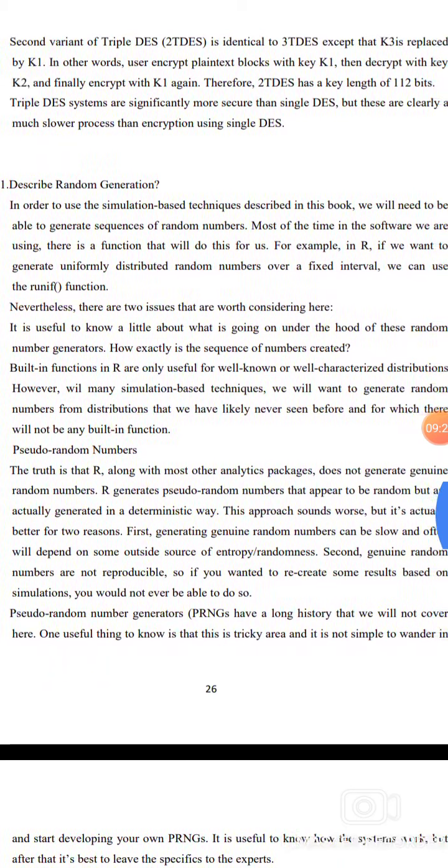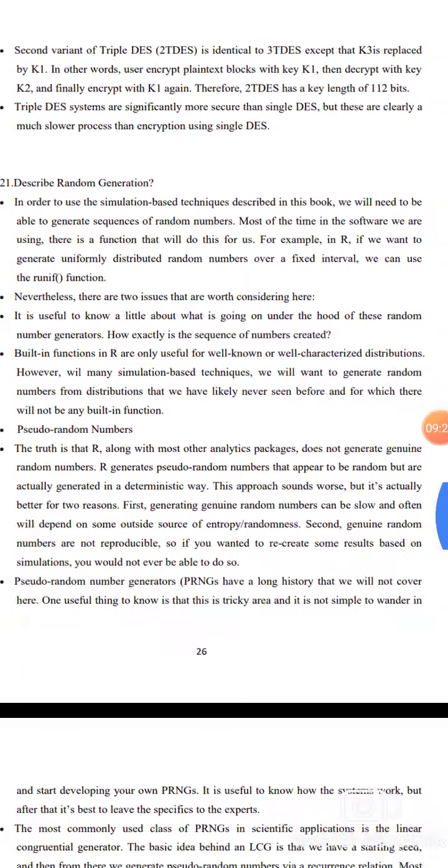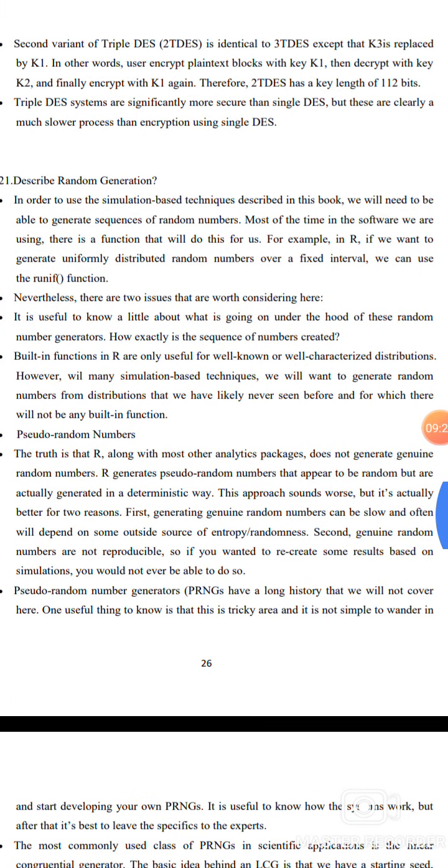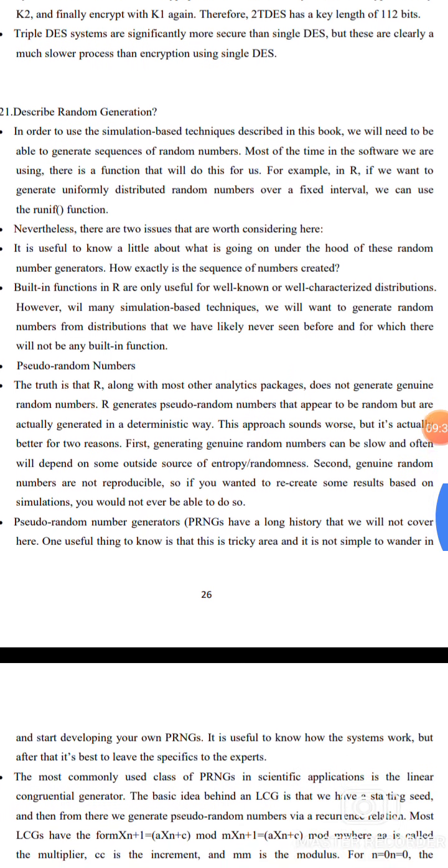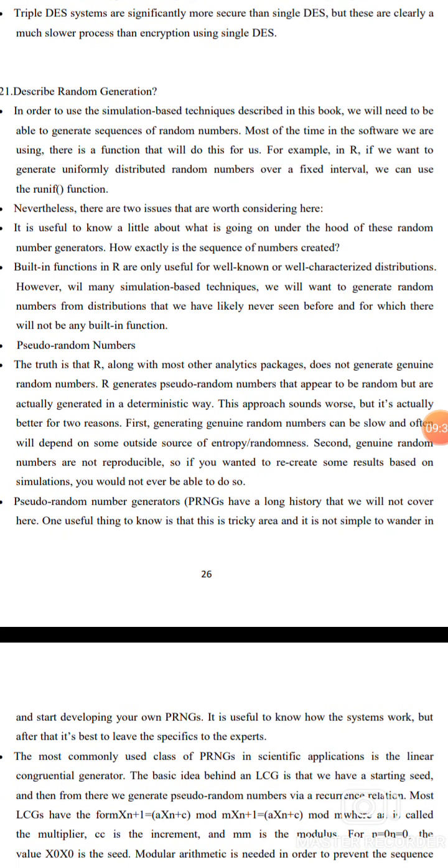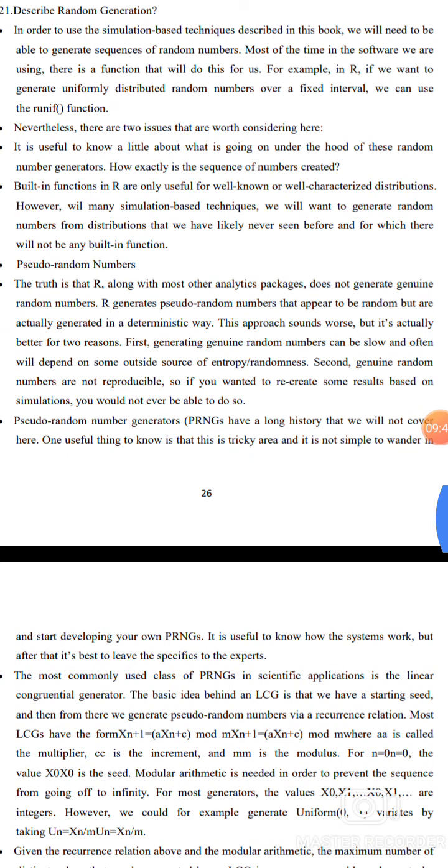21. Describe random number generation. In simulation-based techniques, random number generation produces a sequence of random numbers, most of the time in software using a function. For example, we generate uniformly distributed random numbers over a fixed interval. Nevertheless, there are two issues worth considering here. It is useful to know a little about what is going on under the hood of the random number generator, and exactly what sequence of numbers is created.